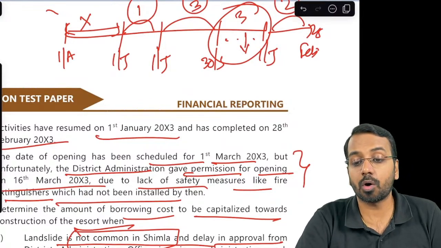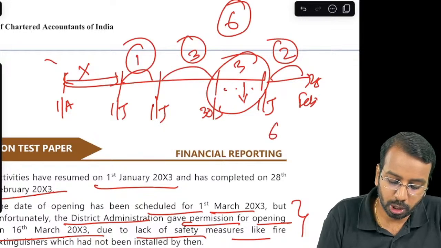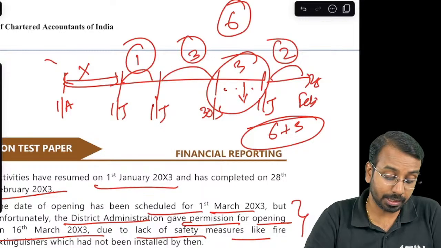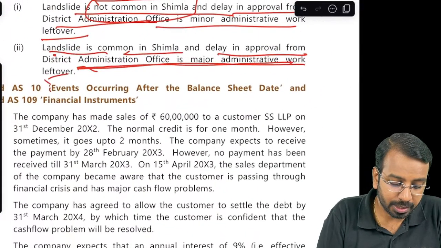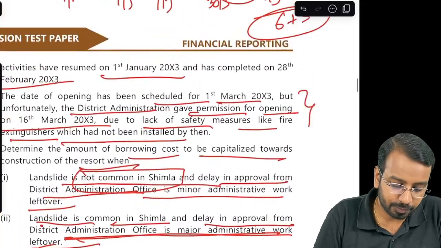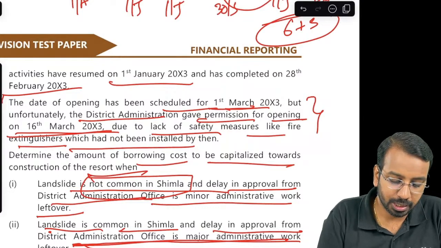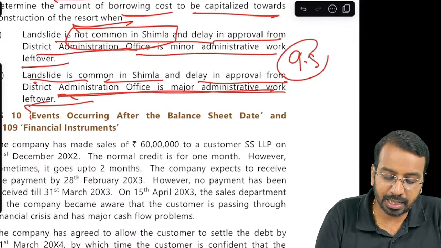Then, if landslide is common in Shimla, then we will also consider the 3 months extra period, and for 9 months we will capitalize. Plus, the question says approval is also a major administrative work. So that 15 days delay from 1st of March till 16th of March, that half month extra delay also we will consider, and we will capitalize for 9.5 months.